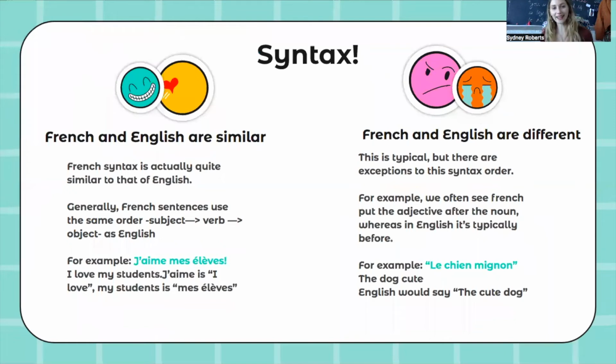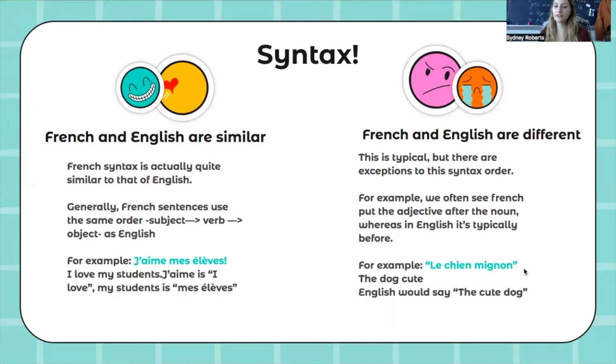So let's talk syntax, sentence structure. French and English are similar in a lot of ways. French and English are different in a lot of ways. So for example, French syntax generally follows the same order that we do in terms of subject, then verb, then object. So for example, j'aime mes élèves. So that would mean I love my students. I love is j'aime, and then my students is mes élèves.